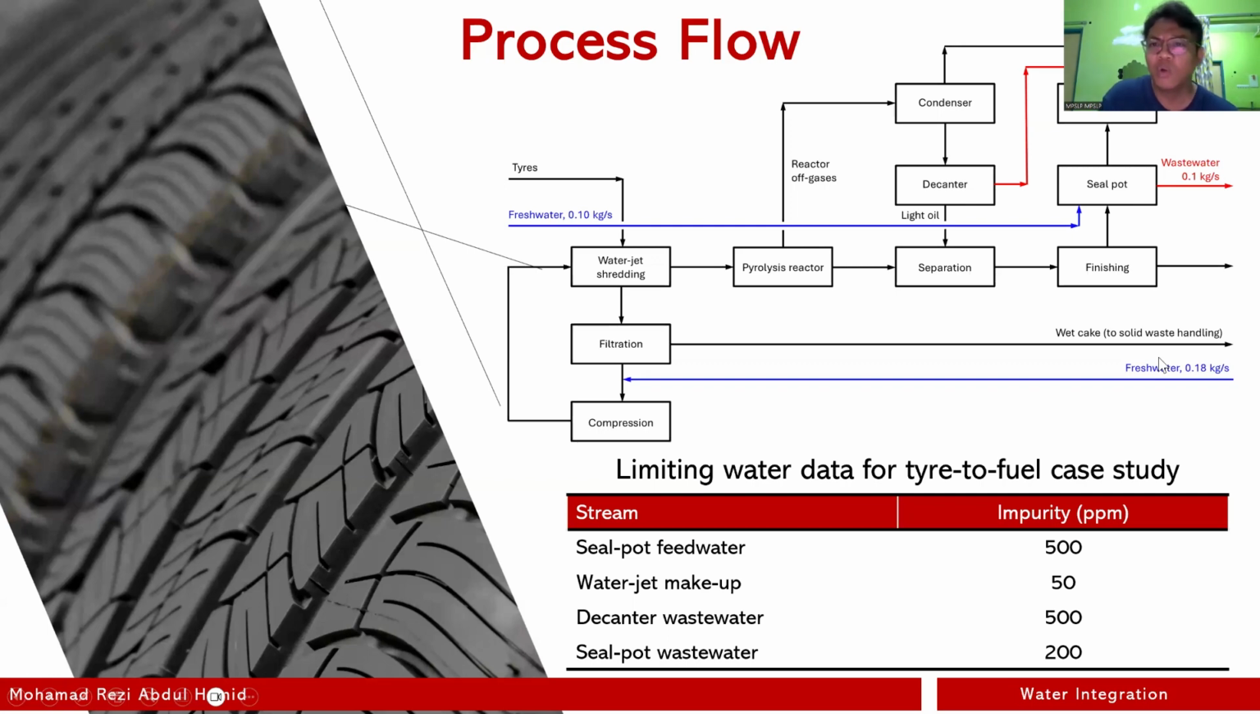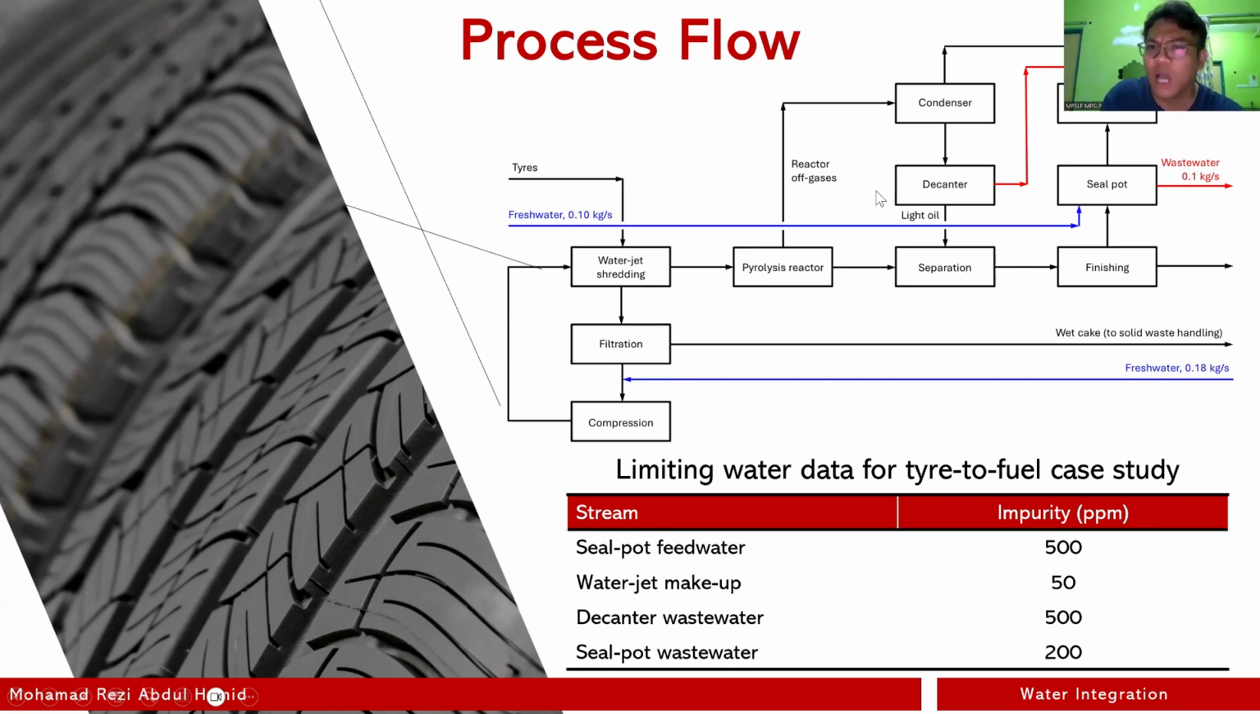All right, so what would be our process flow? The process flow is quite simple. Here you have tires. They go to a water jet shredding where the big tires are chopped into smaller pieces using a water jet. And of course, you're going to filter it where you have a cake and then solid. In here you have fresh water supplied at 0.18 kilogram per second. This water undergoes compression and then is recycled back to water jet shredding. And then the broken down tires undergo pyrolysis reactors, and then you have a gas, and you also have the remainder of the reactor product undergo a separation and so on and so forth.